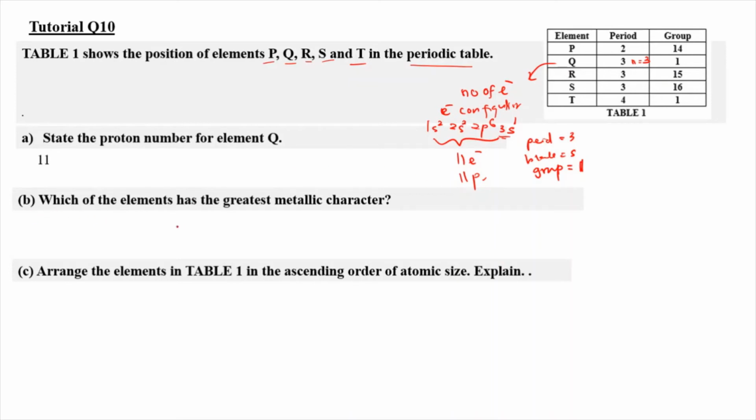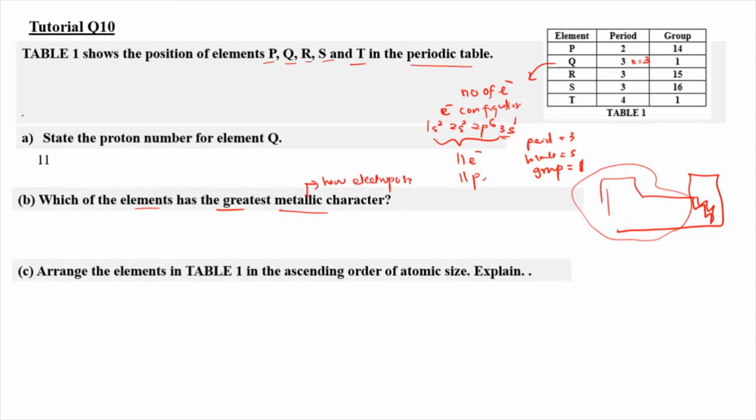And for question B, which of the elements has the greatest metallic character? For the metallic character here, we know that metallic character is on this part of the staircase. Metallic character basically shows how well it can donate electrons, or how electropositive it is going to be. The higher the tendency to donate electrons, the higher the metallic character.